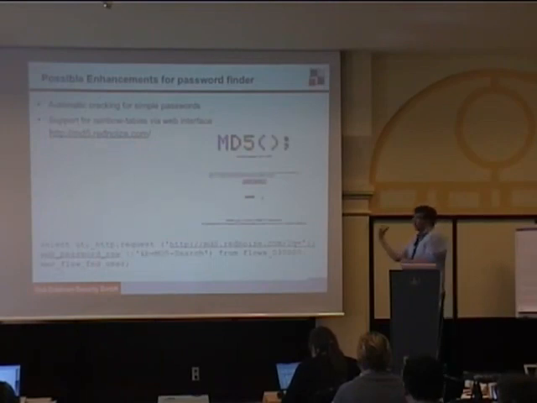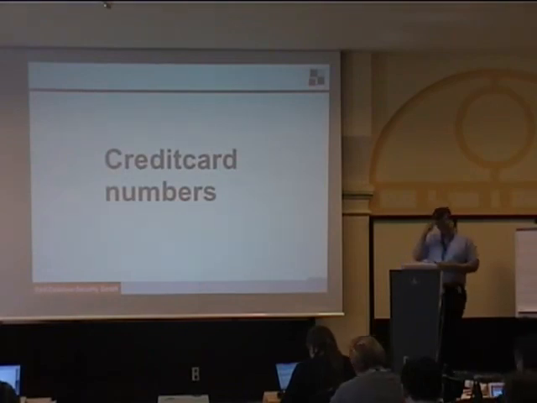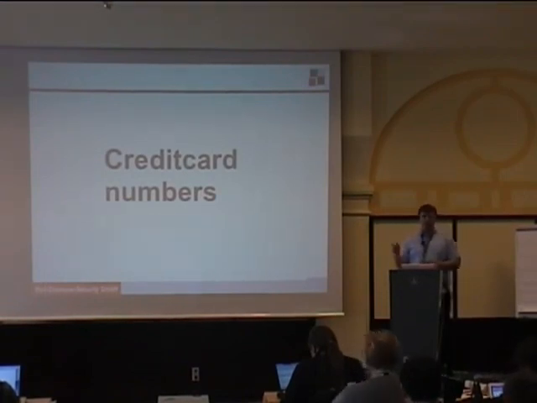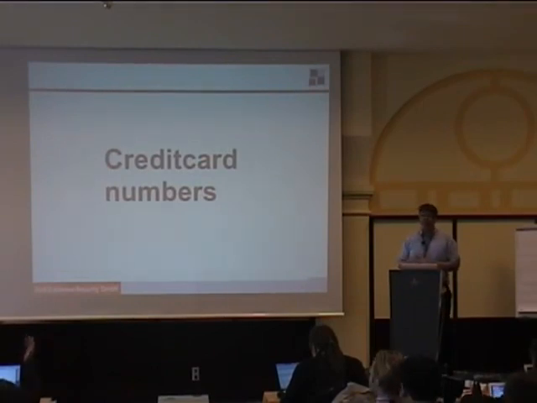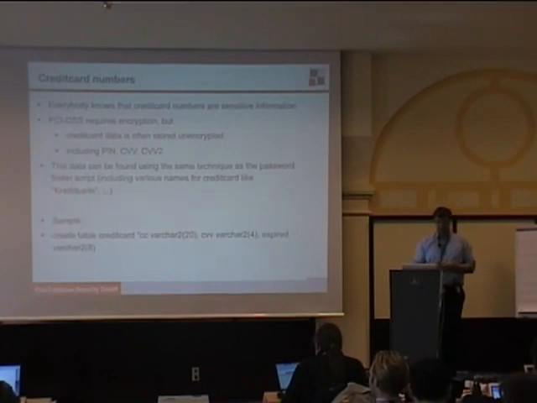This was everything to credit card, to passwords. The next problem where you can find sensitive information are credit card numbers. Before we start with the credit card numbers, do we have a frequent flyer here? Is someone a member of Star Alliance? Yeah? I will also show that Star Alliance has a security problem. We will see this soon.